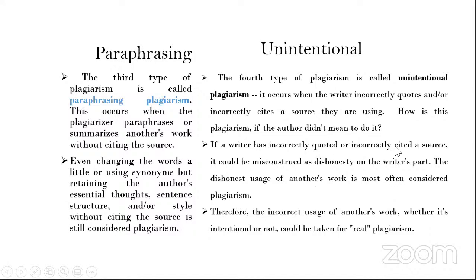If a writer has incorrectly quoted or incorrectly cited a source, it could be misconstrued as dishonesty. Basically, it's not done intentionally on the writer's part, but it can still be considered as not being honest. So there should be a lot of seriousness and maturity required of the scientific community when it comes to publishing a paper or their research work. Why I say seriousness is, when you are serious about publishing an article or a research paper, you definitely would not like to miss or omit an important part of the citation, right?